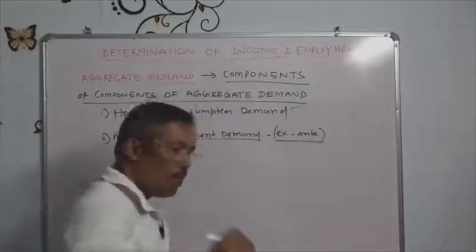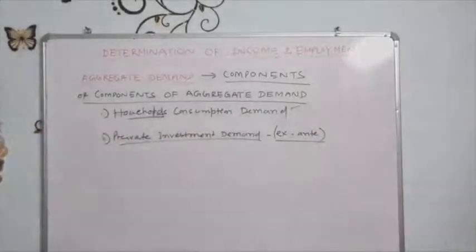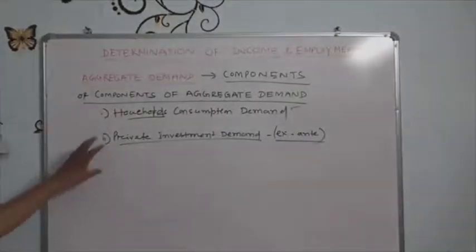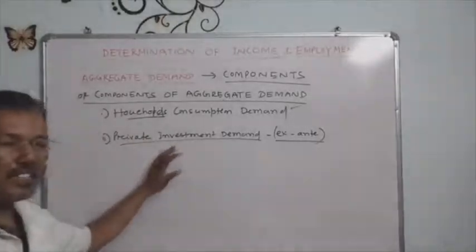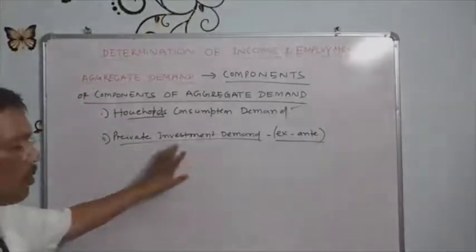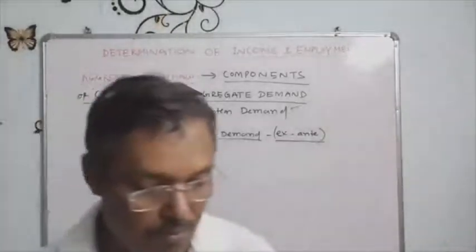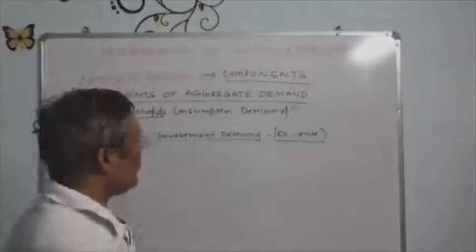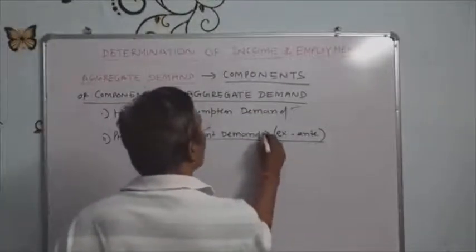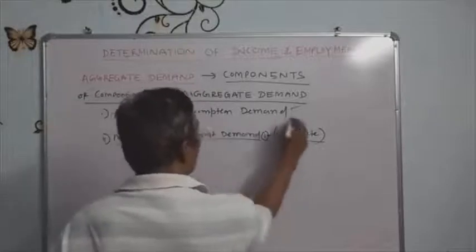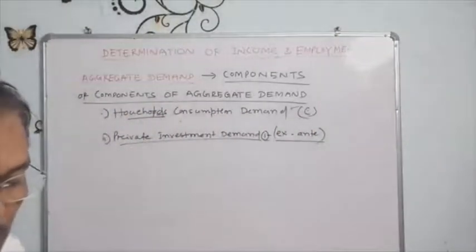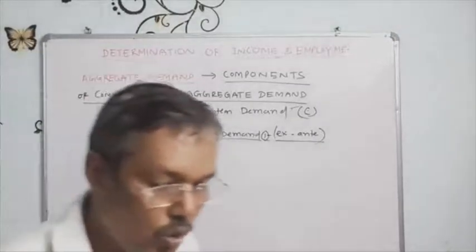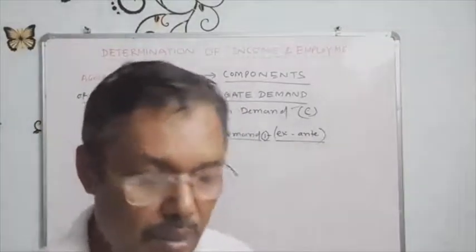It means before the starting of the production, he must arrange all these things, by which he can increase his capital. That is to be called the private investment demand. In short, it is called I. Private investment demand is I. Household consumption is called C. Now it is clear what we mean by private investment demand.